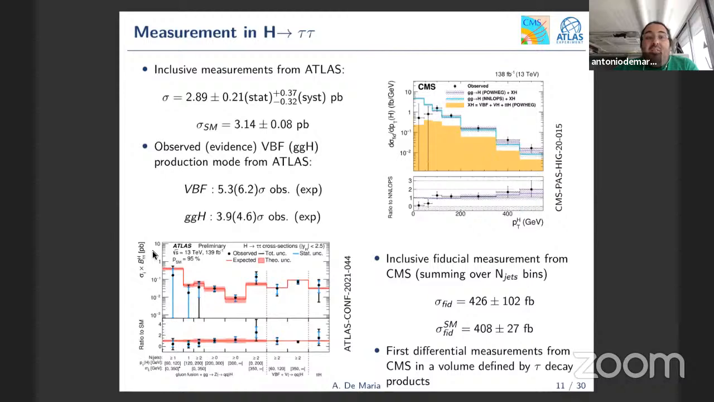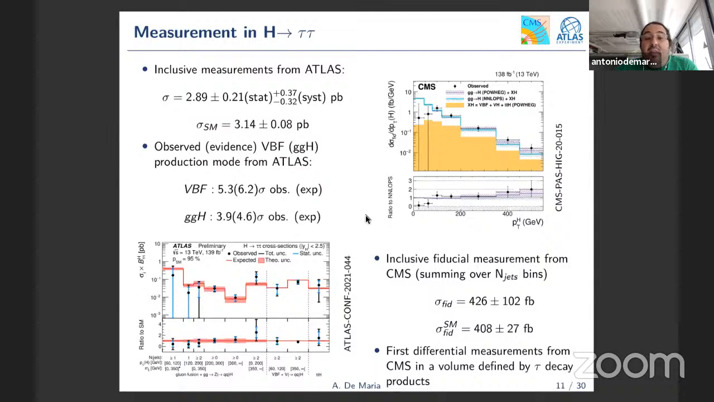Next one I will talk about is the measurement in the tau-tau final state. From ATLAS, we have a recent publication with an inclusive measurement, and you can see that the results are in quite good agreement with the Standard Model. Also, ATLAS has observed the VBF production mode with a significance of 5.3 sigma observed, while we have only evidence from the gluon fusion production mode with roughly 4 sigma.